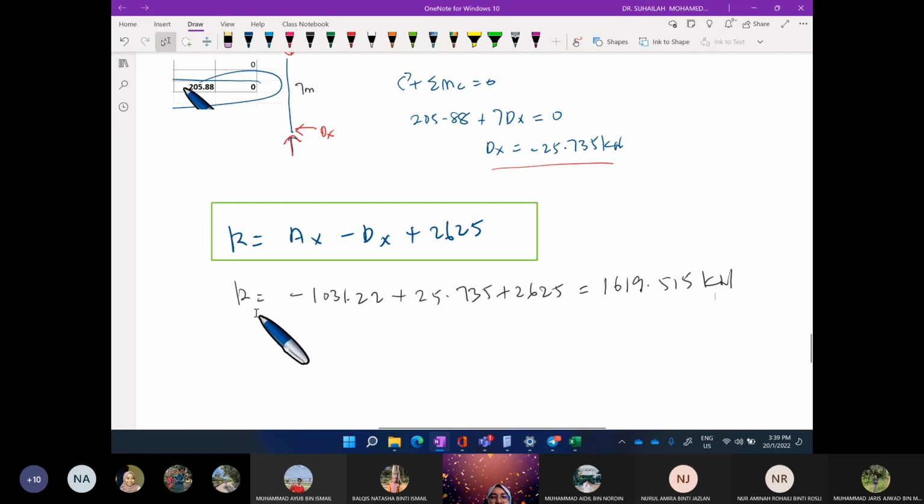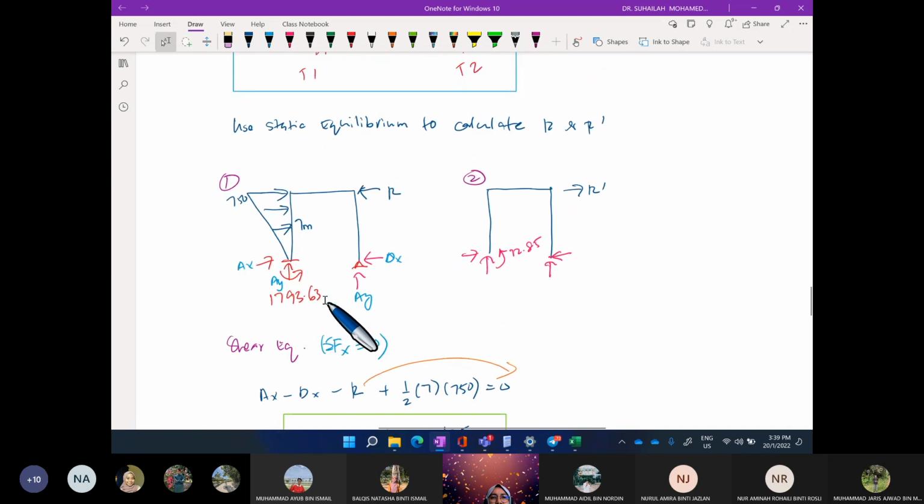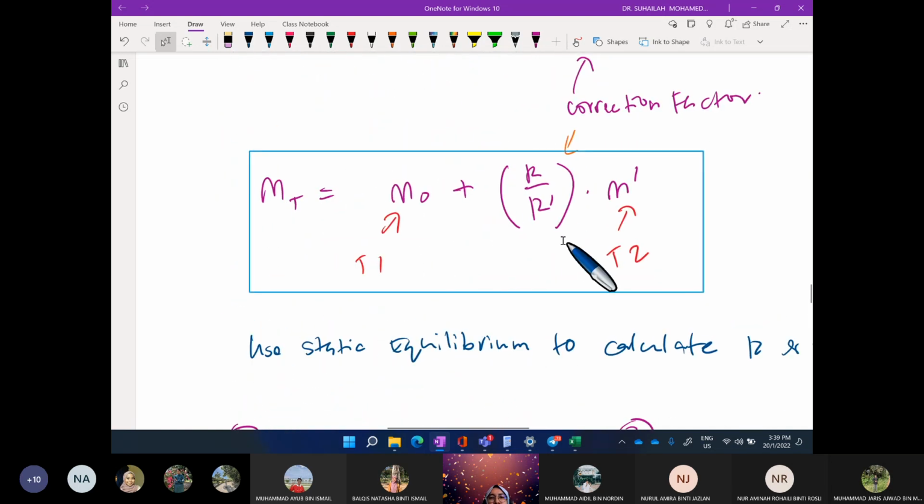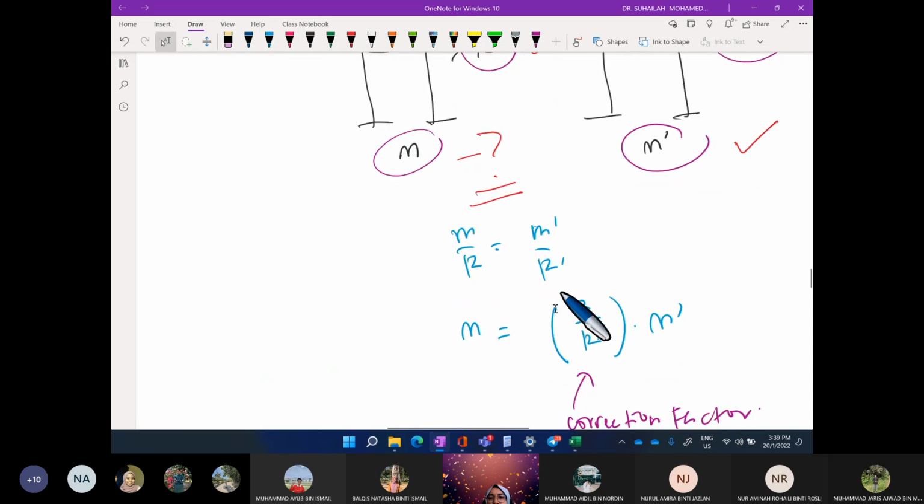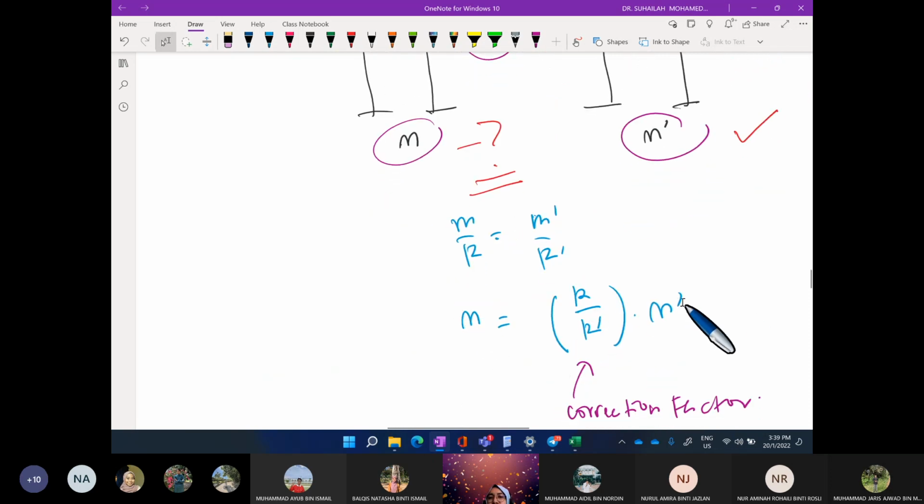After we have determined the R prime value, we will substitute into this equation. M naught we get from table number 1, the total moment from table M naught. M prime we get from table number 2. But we have to have the correction factor, which is R and R prime. Why do we have the correction factor? Because for table number 2, the FEM that we made is actually an assumption. We do interpolation to relate between M and M prime, and R and R prime also we get from interpolation.